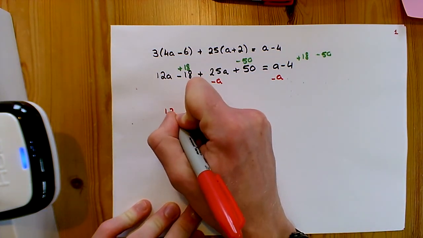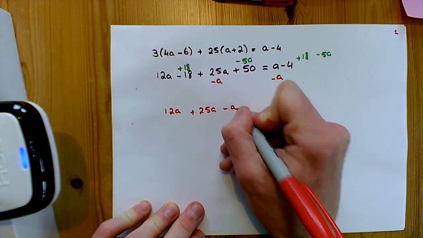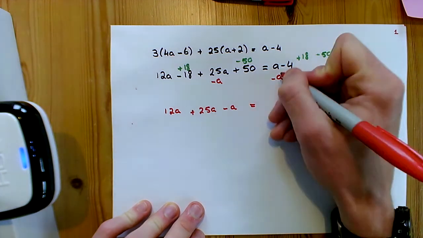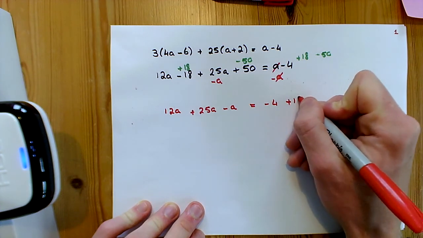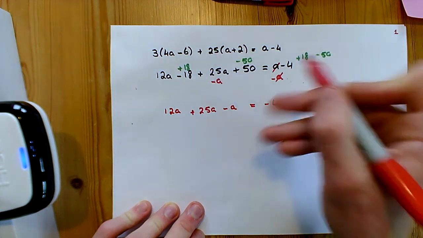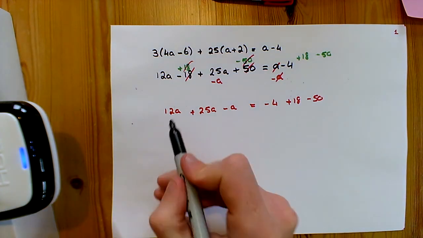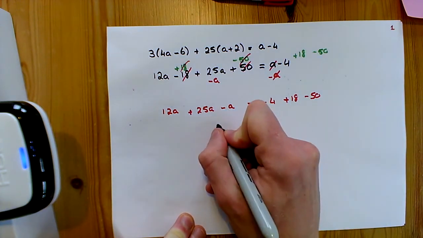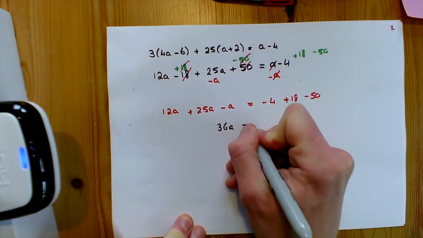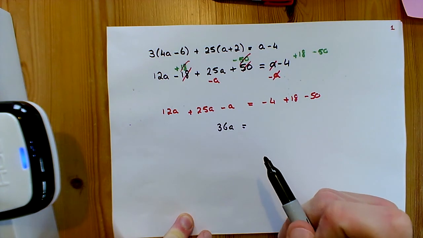So on my left hand side, what I'm left with is 12a plus 25a minus a is equal to, now those guys have cancelled for me, minus 4 plus 18 minus 50, and as a result of those moves, they've cancelled for me. And now this is something that I just need to tidy up, and I will have maybe 2 more steps to this question now. So 12a plus 25a, that gives me 37a. 37a minus a gives me 36a.